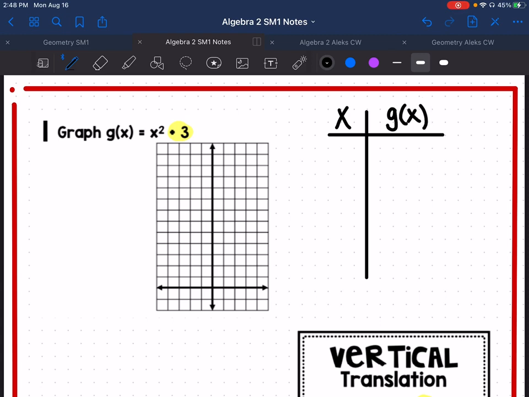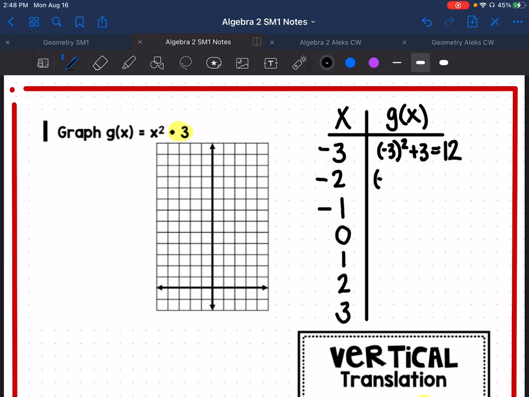There we go. And we could put in -3 and -2 and -1 and 0 and +1 and +2 and +3. Let me make that a little bit bigger. There we go. And we could come in here, we could just plug it in. -3 squared plus 3. That would be 12.